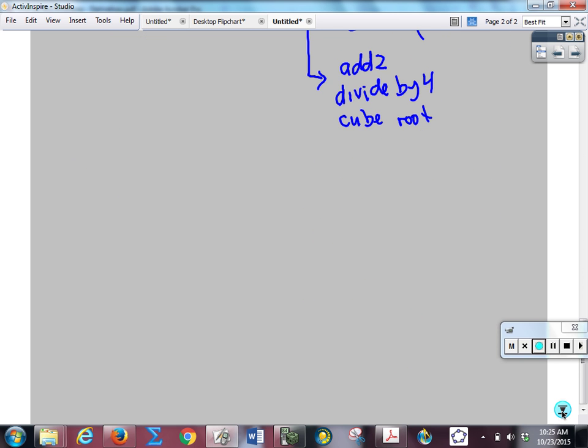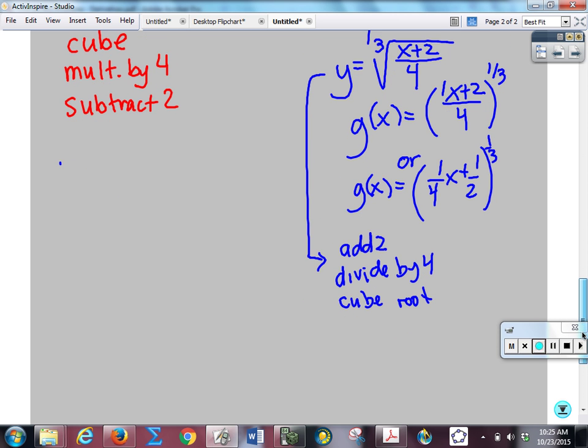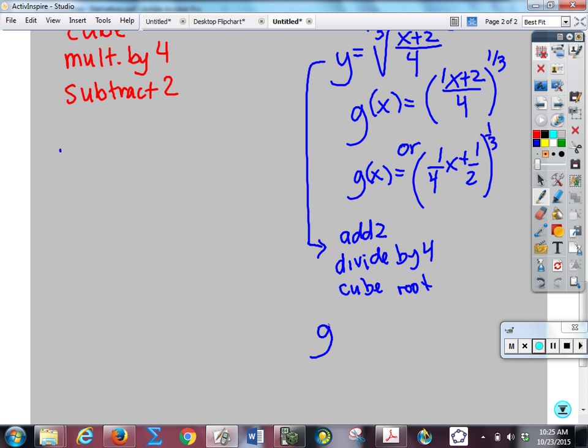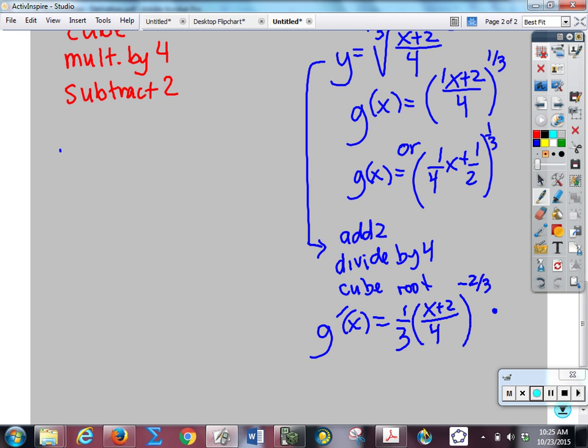G prime of x. What do you do to find the derivative of this? You put a 1/3 out front, and then it's to what power? 2/3. 1/3 minus 1 is 2/3. And then I have that, just leave that the same. So that's the derivative of the outside, and then what's the derivative of the inside function? 1/4. So you wouldn't even have to multiply it out if you didn't want. I wouldn't simplify it any more than that.